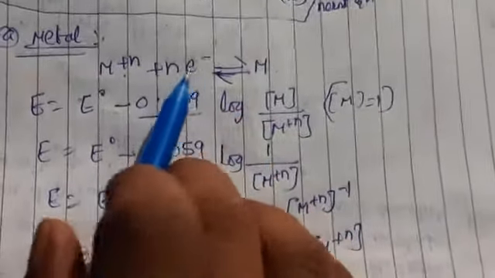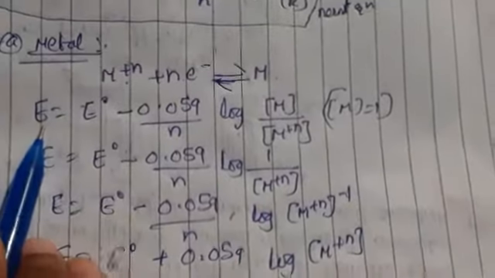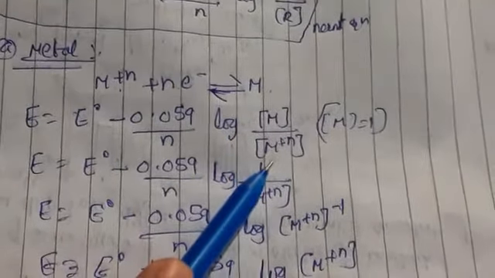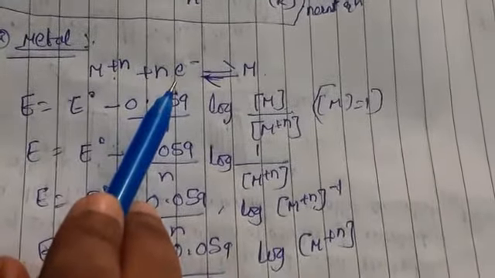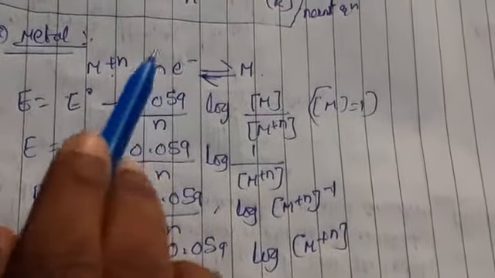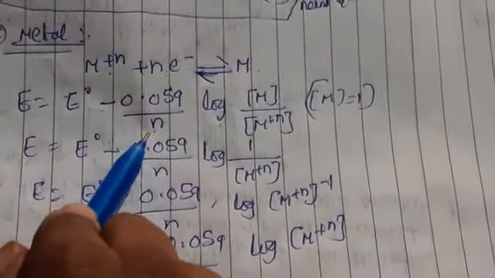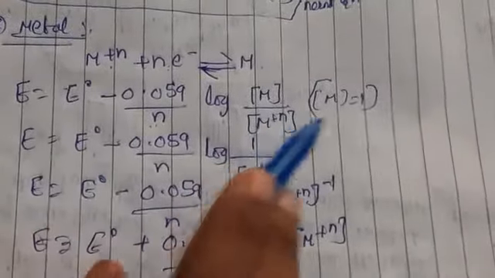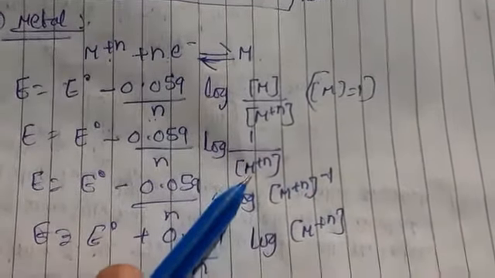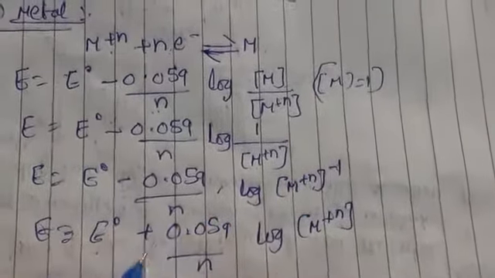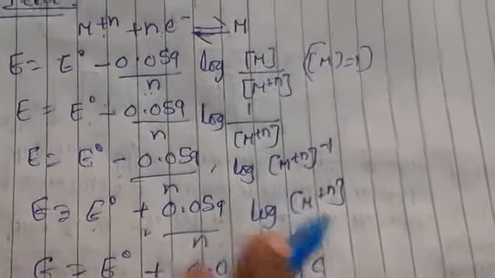We are considering a reversible reaction here, and we are taking the Nernst equation: the concentration of M by the concentration of M^n+, where n indicates the number of electrons transferred. Here only n electrons give M. If 2 electrons were there, we would have to write 2 electrons. By substituting, if we take the metal as 1, you get the reciprocal, minus 1 into log M^n+. Minus into minus gives plus, so you get log M^n+, and the concentration can be written like this.